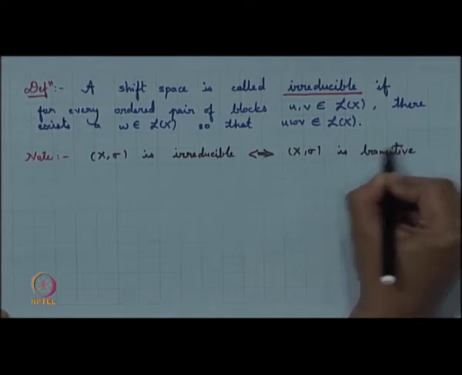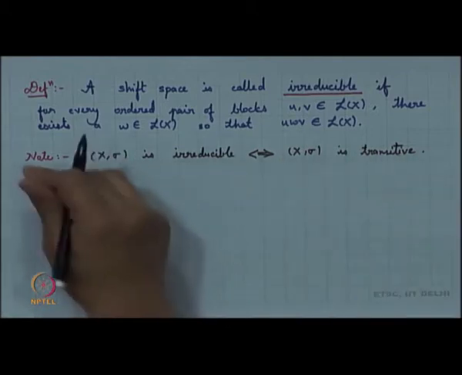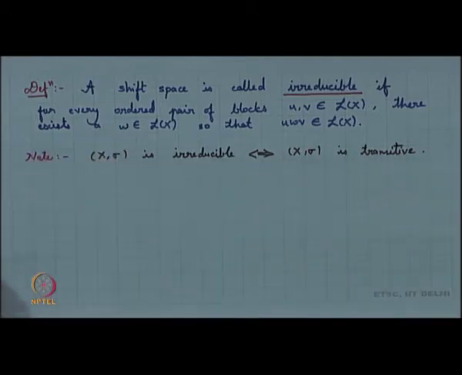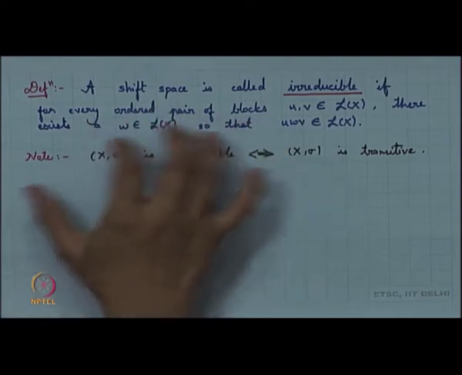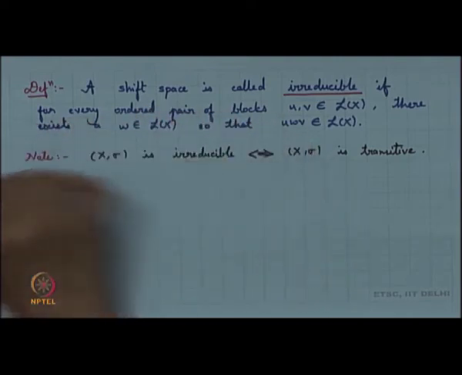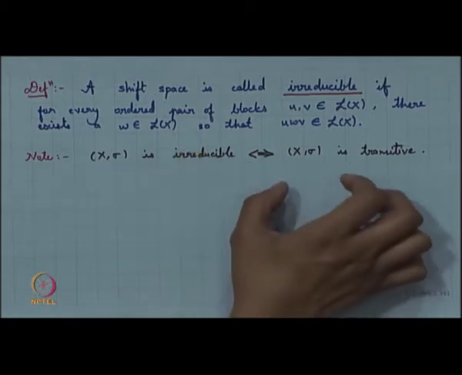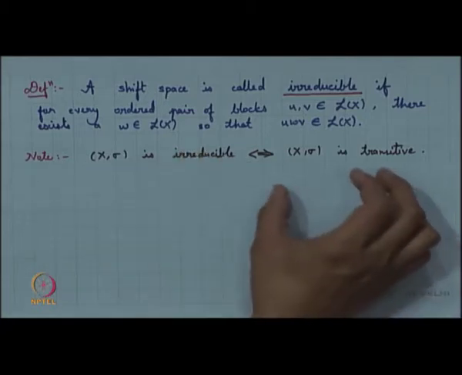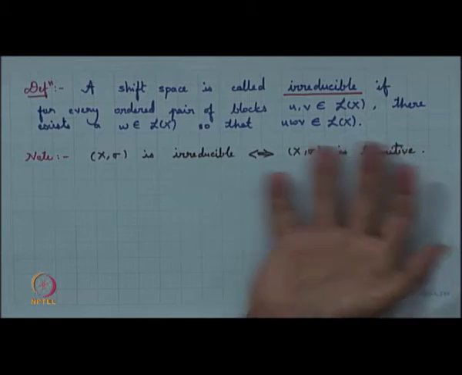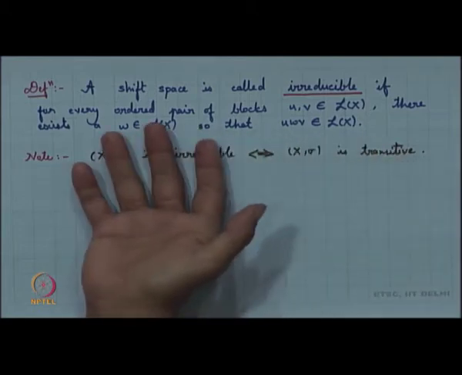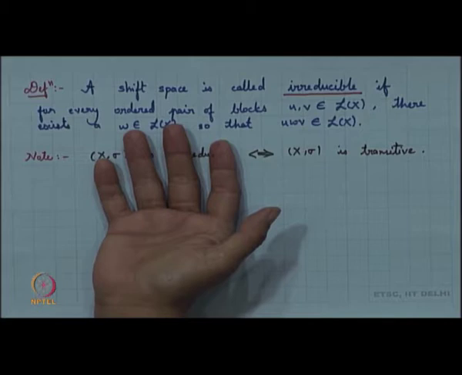So, saying that a shift space is transitive is equivalent to saying that a shift space is irreducible, and we can try to look into the proof of this. It is very simple here. Supposing we assume that this is irreducible, we want to show that this is transitive. So, we know that the basic open sets will be the cylinder sets. So, you can start with a word, which gives you the cylinder set.